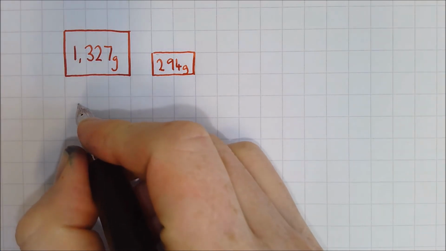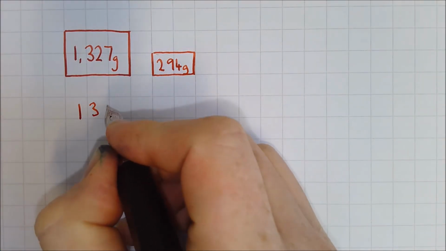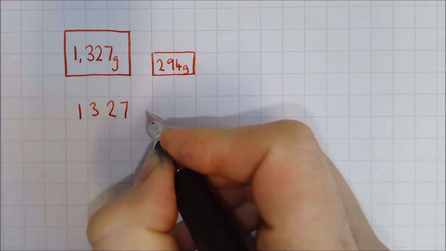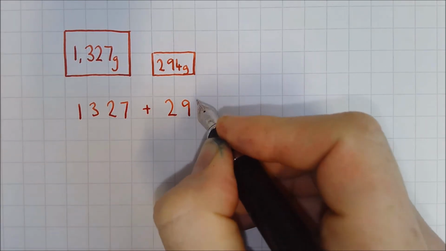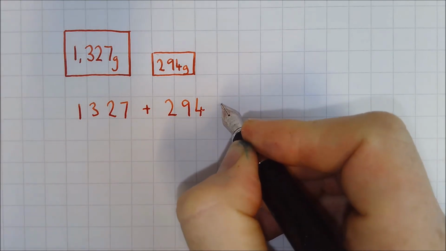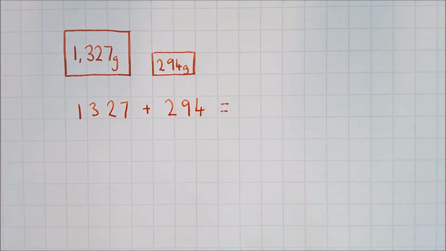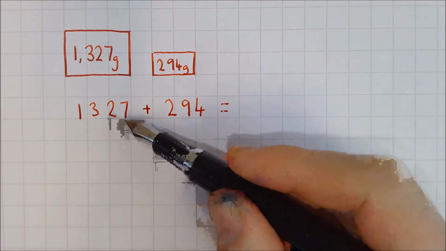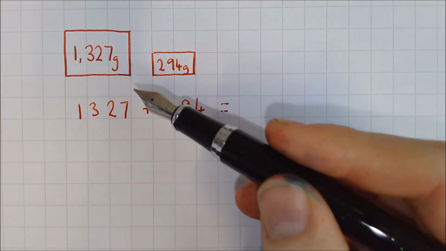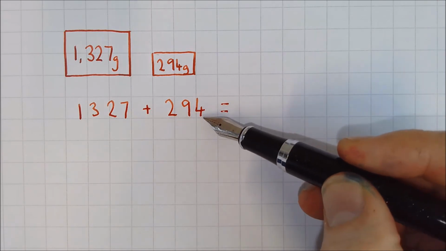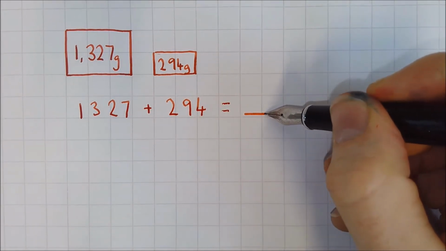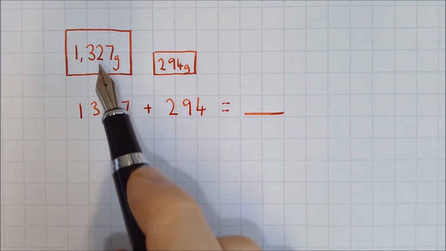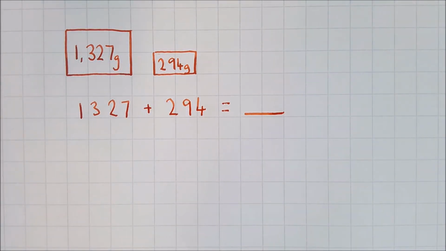Hopefully you said 1,327 add 294 and then equals. So the 1,327 represents the mass of this parcel, the 294 represents the mass of this parcel, and the as of yet unknown sum represents the mass of them combined.